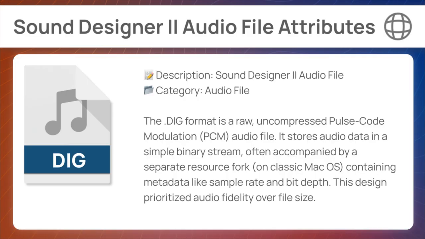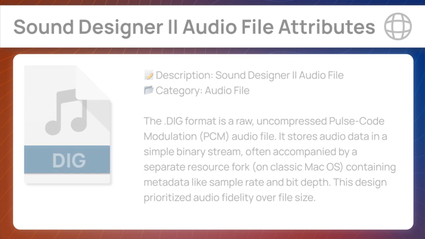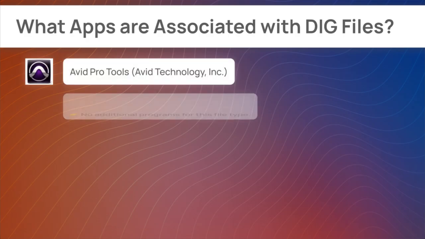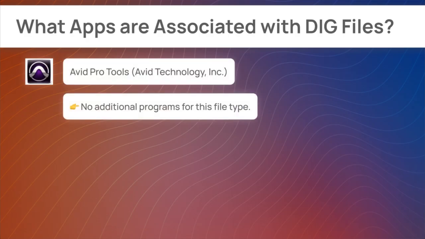It stores audio data in a simple binary stream, often accompanied by a separate resource fork on classic macOS, containing metadata like sample rate and bit depth. This design prioritized audio fidelity over file size. The tool most commonly used for creating DIG files is Avid Pro Tools, by Avid Technology Inc.